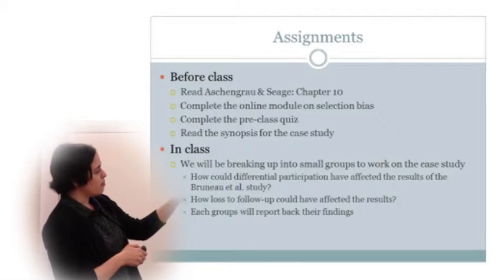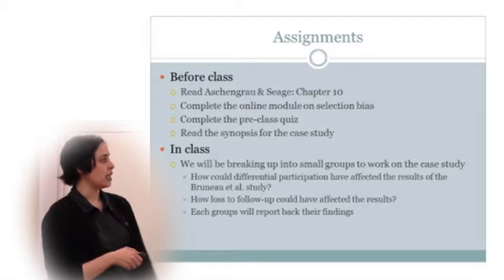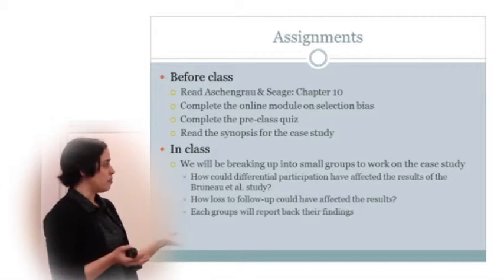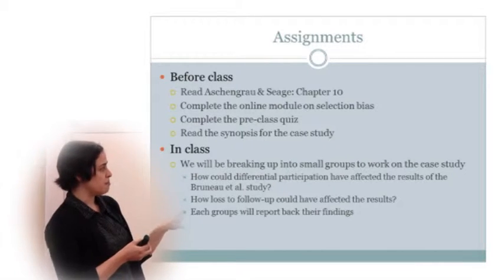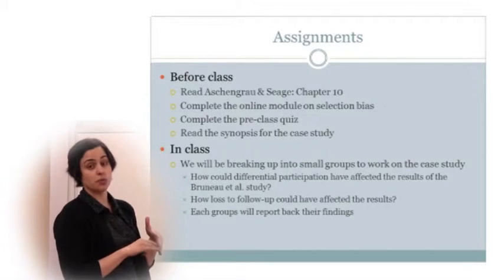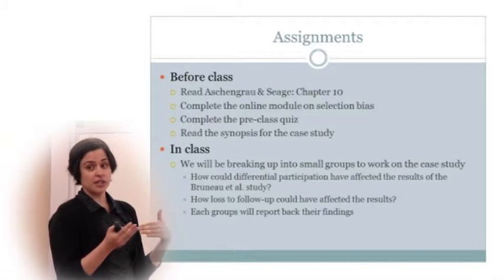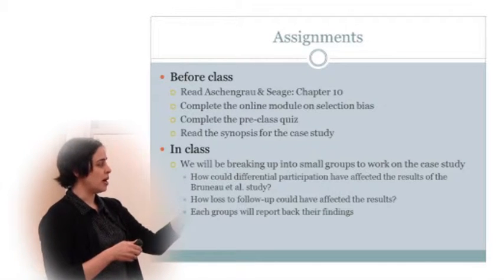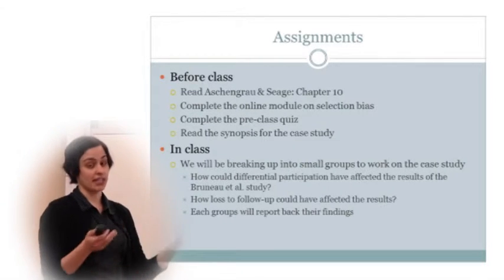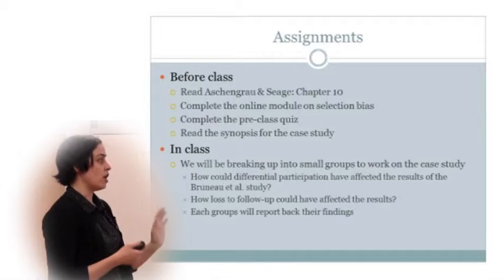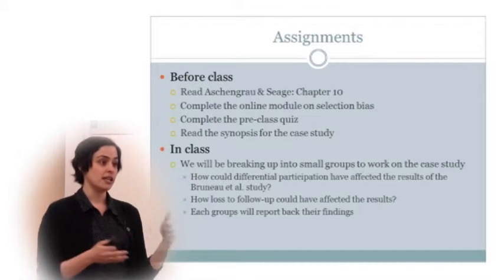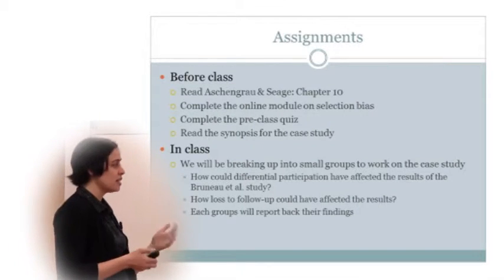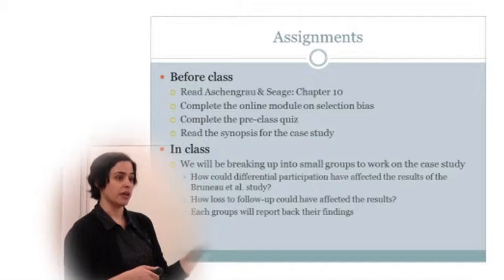And so the assignment or the case study that we would work on in class would be to break up into small groups and work on a study that actually found needle exchange programs increase the risk of HIV transmission. The students would go through a couple different scenarios looking at how differential participation might have affected the results of the study. They'd look at how loss to follow-up, and they're using hypothetical data to sort of work through what might have led to those findings. And then each group would present back on their questions.